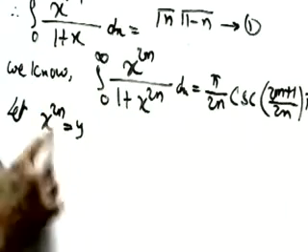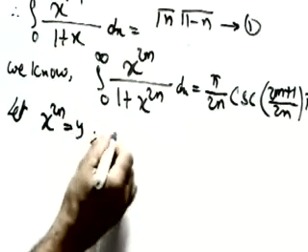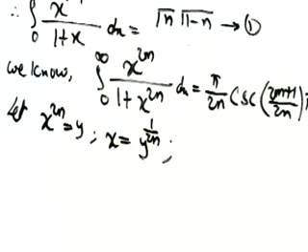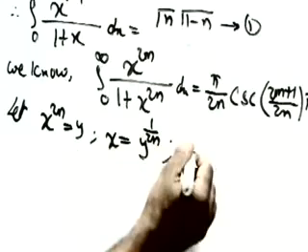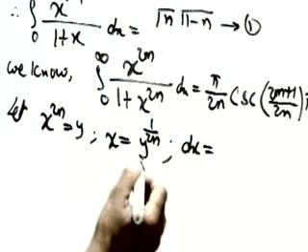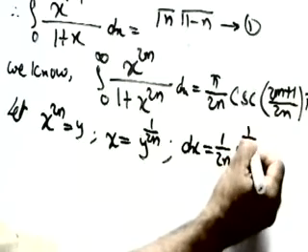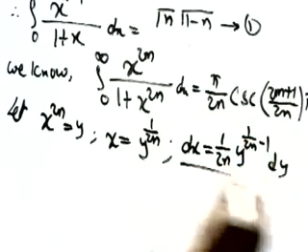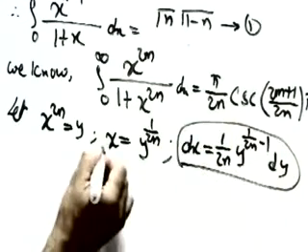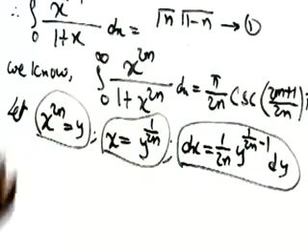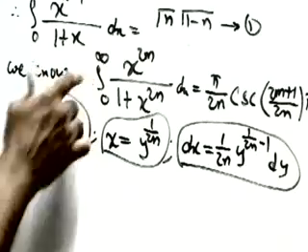So this will become 1 plus y, like this: 1 plus x, 1 plus y. Bring this 2n to the other side. This will be x equals y power 1 by 2n. Now the differentiation of x is dx. D by dx of x power n is n into x power n minus 1, so dx equals 1 by 2n y power 1 by 2n minus 1 dy. This is dx, and this is x, and this is x power 2n.